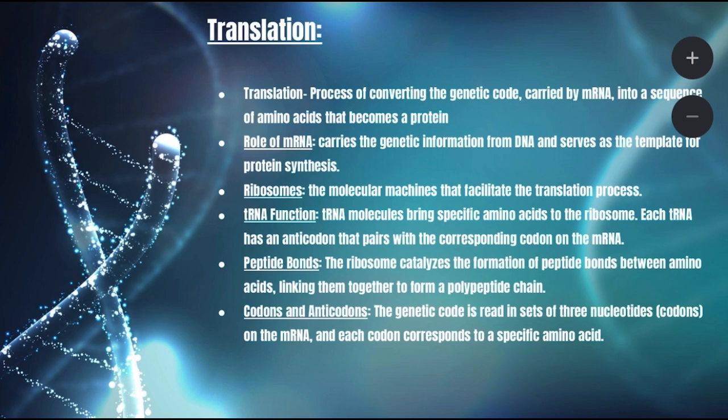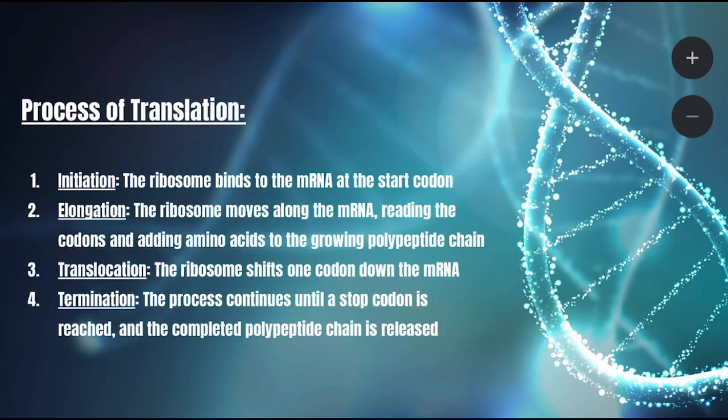Translation is a process of converting the genetic code carried by mRNA into a sequence of amino acids that become a protein. Okay, so the process of translation consists of 4 steps: initiation, elongation, translocation, and termination. In initiation, the ribosome binds to the mRNA at the start codon. Then in elongation, the ribosome moves along the mRNA, reading the codons and adding amino acids to the growing polypeptide chain. Then in translocation, the ribosome shifts one codon down the mRNA. And then finally in termination, the process continues until a stop codon is reached and the completed polypeptide chain is released.